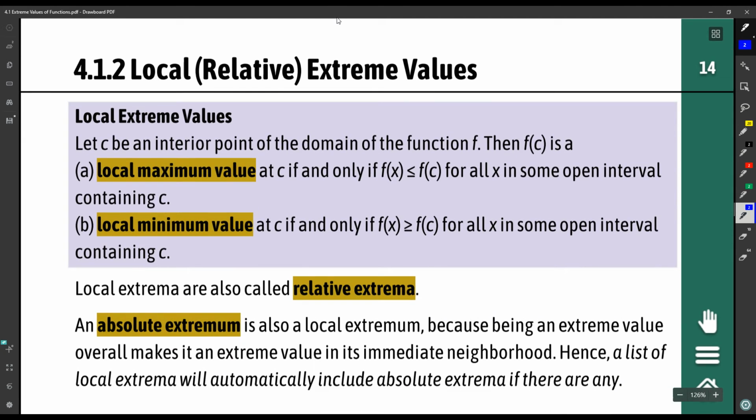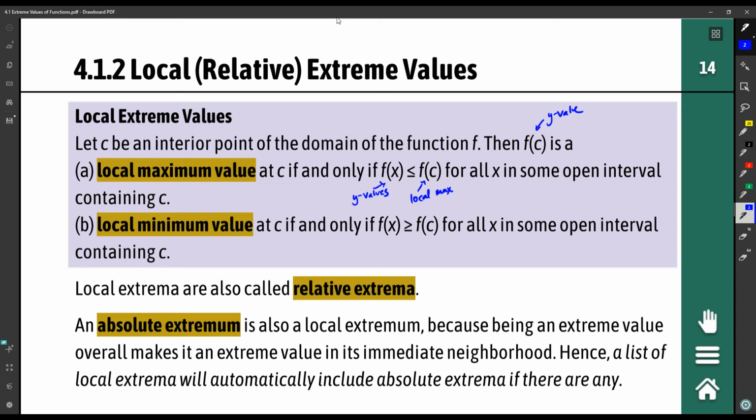So here's our formal definition. Let C be an interior point of the domain of a function f. Then f of C, remember that's a y value again, is a local maximum value at C if and only if f of x is less than or equal to f of C for all x in some open interval containing C. So this means all of the y values are less than or equal to, which means they're all smaller than this one, the local max. So that makes sense. It's a maximum value because all the other y values around it are smaller.